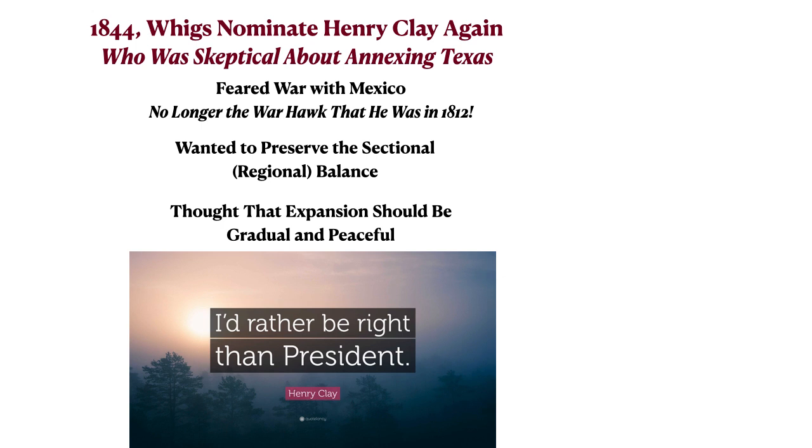He also wanted to preserve what political scientists or people at the time called the sectional balance. They would call it the regional balance between free and slave states. And he was afraid Texas would sort of undermine that compromise. And he thought that expansion should be gradual and peaceful. And one of his more famous lines is, "I would rather be right than president." So he knew this wasn't a particularly popular stance. A lot of people wanted annexation, but he wanted to stay true to his principles.